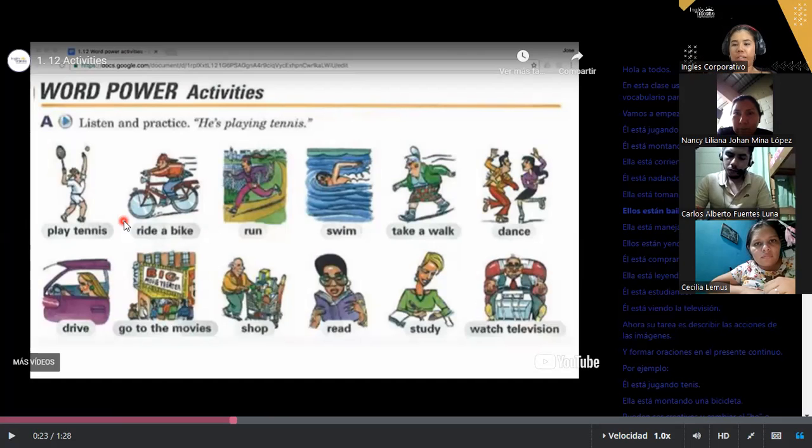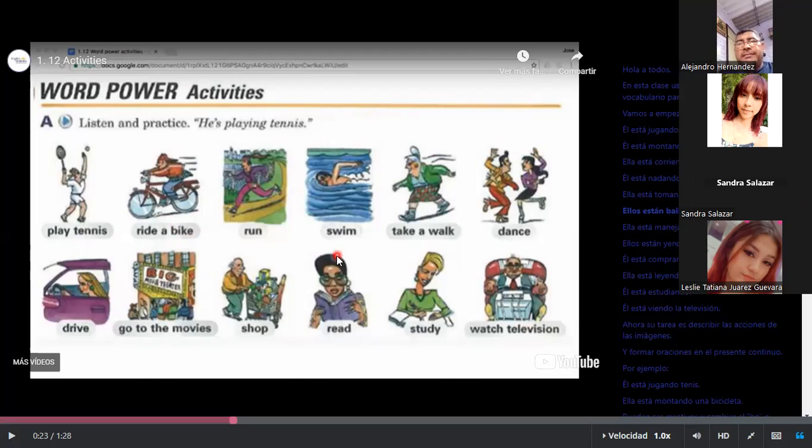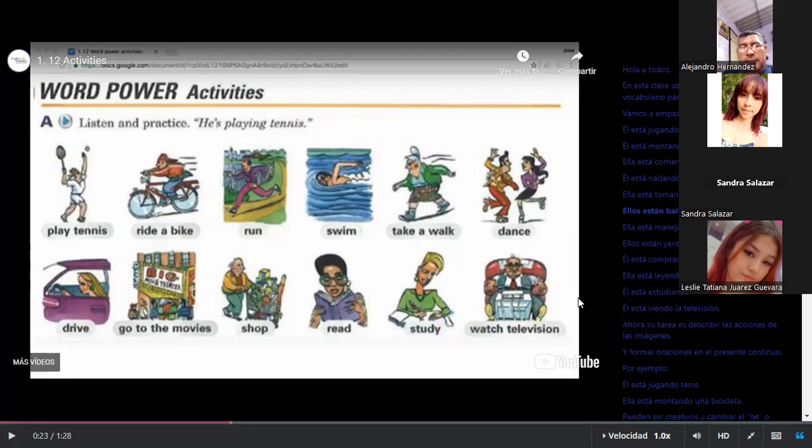It means play tennis. Okay, repeat, Nancy. Play tennis. Muy bien, Carlos Alberto. Ride a bike. Muy bien, Cecilia. Run. Swim, Alejandro. Swim. Muy bien, Elsie, take a walk. Sandra, dance. Leslie, drive. Drive. Okay, otra vez.